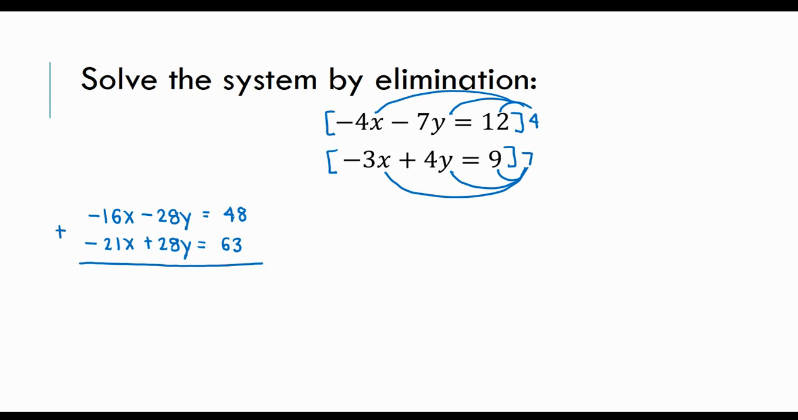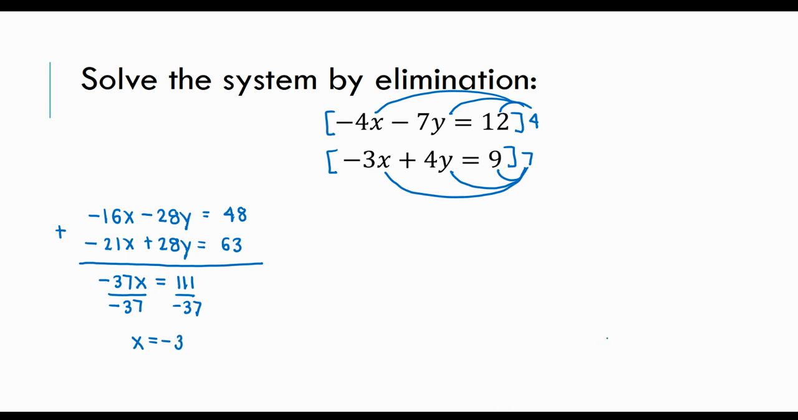Now I can add these two together because once again, the y's are opposite. They are going to disappear. So if I start combining the x's, negative 16 plus a negative 21 is going to give us a negative 37x. The y's cancel out. 48 plus 63 is going to give us 111. I'm going to divide by negative 37. And that gives us a value of x to be negative 3.